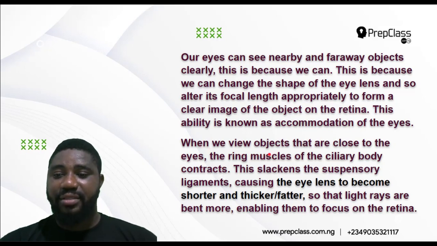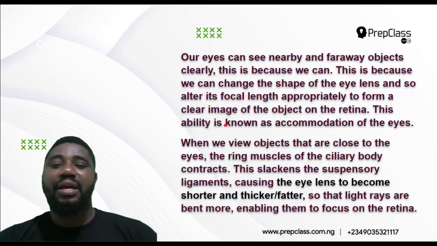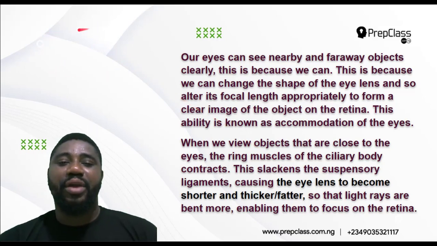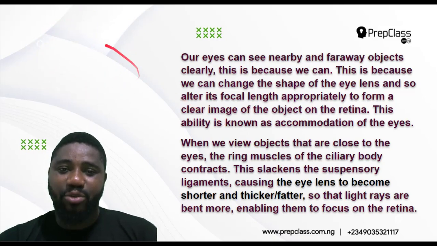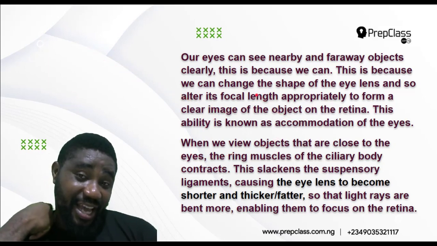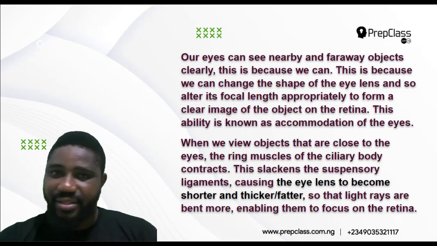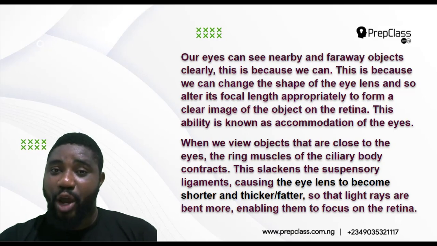When we view objects that are close to the eyes, the ring muscles of the ciliary body contract. This slackens the suspensory ligaments, causing the eye lens to become shorter and thicker, so that light rays are bent more, enabling them to focus on the retina. I was supposed to bring the diagram of the eyes to show you all those parts. So we have the ability to see near and far objects clearly, because we can alter the focal length of the lens of our eyes.